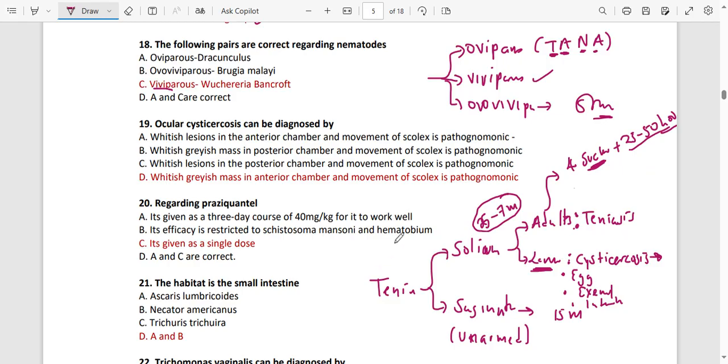When you see the scolex, remember the scolex is the head of these worms, that is a definitive diagnosis for ocular cysticercosis. That's the meaning of pathognomonic. It is a definitive diagnosis when you see the scolex. So, a whitish grayish mass in the anterior chamber of the eye, and the scolex is pathognomonic.